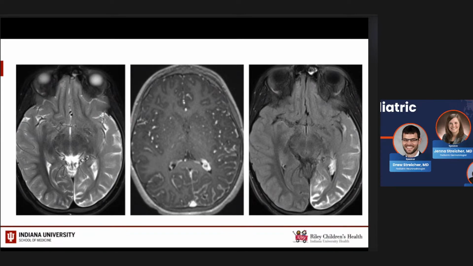So that's a feature that's well known with Sturge. And then we have this diffuse leptomeningeal enhancement of the parieto-temporal and occipital region. The right image is a post-contrast FLAIR, and this is a sequence I really would encourage everyone to add on to their protocol if the indication is to screen for Sturge-Weber.